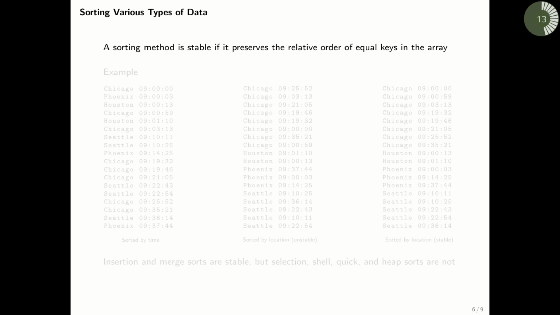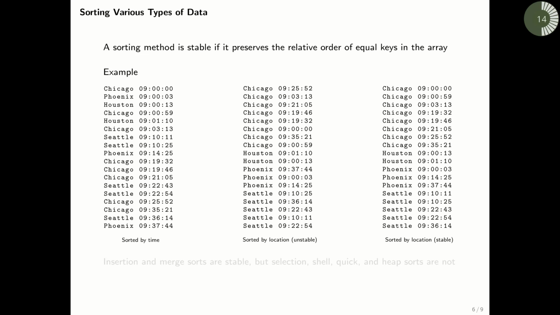A sorting method is said to be stable if it preserves the relative order of equal keys in the array. So what do we mean by that? Here is an example. Here I'm showing you a whole bunch of entries that are sorted by time. Each line here has a place and a time, a place and a time, and so on. But all these entries are sorted by time, and you can see that. So we go in ascending order of time.